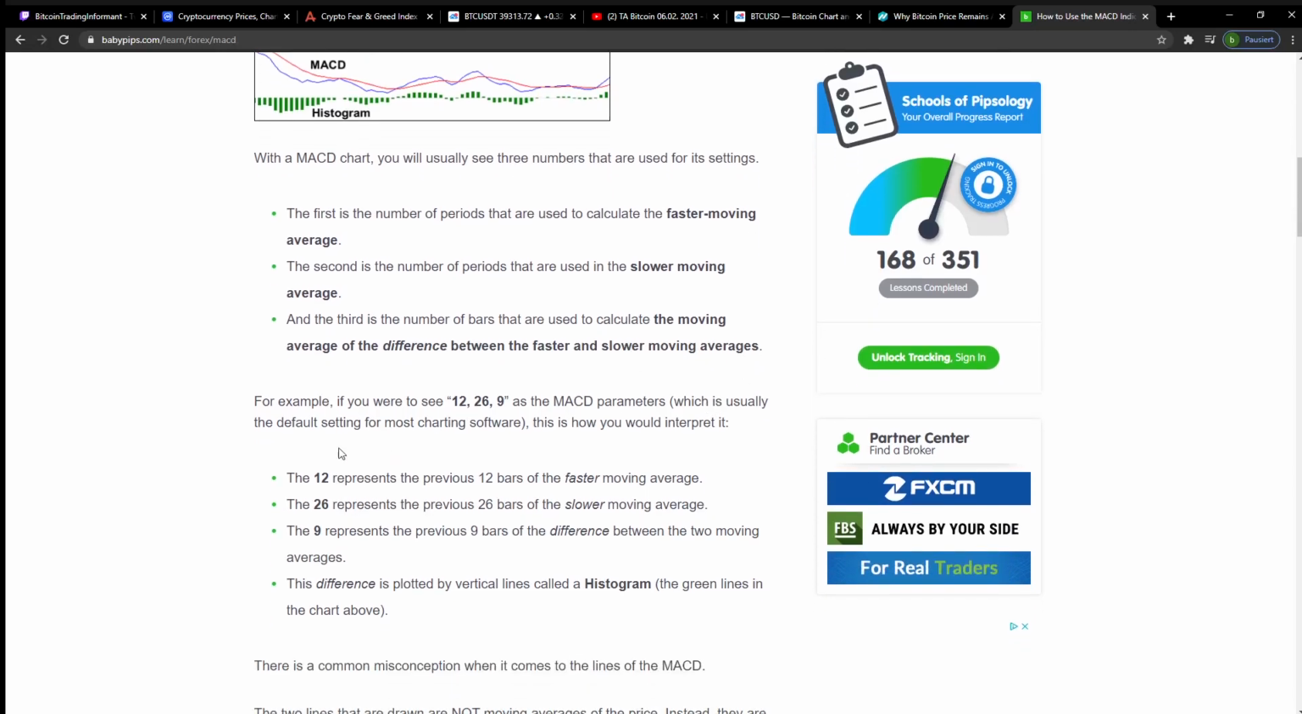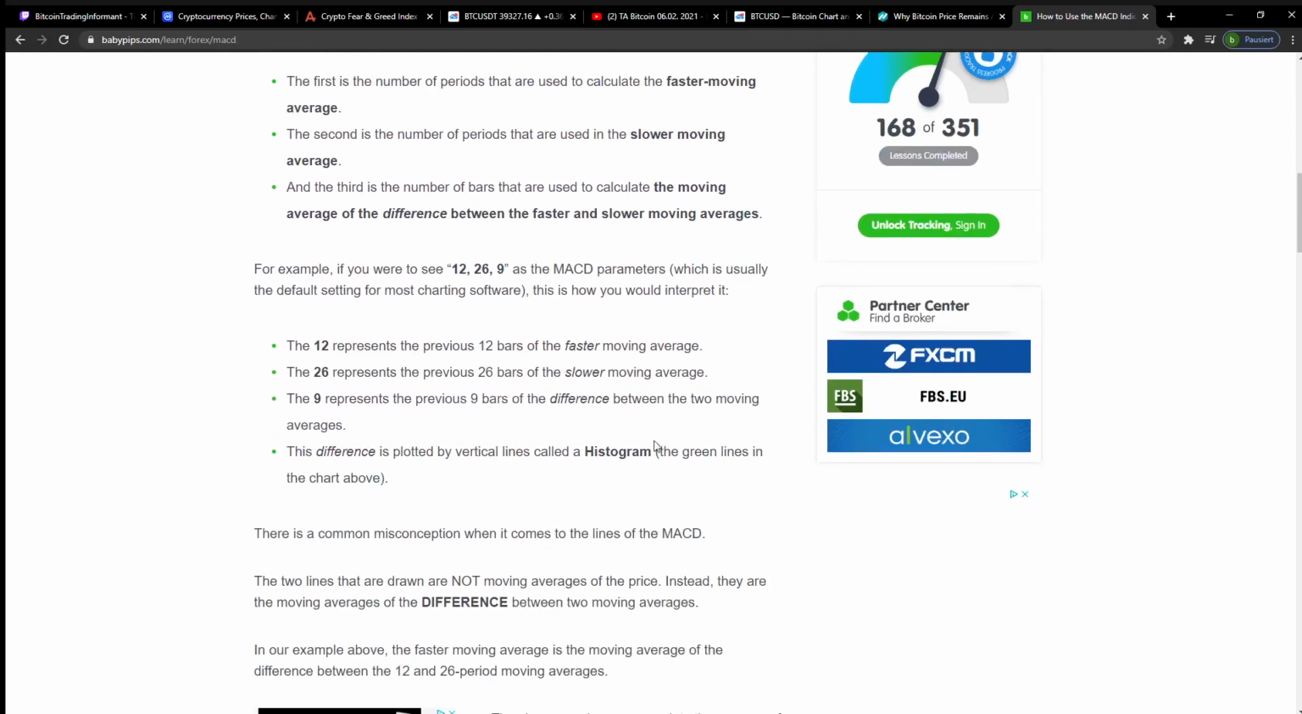Okay, sounds very difficult. For example, if you were to see 12, 26 and 9 as the MACD parameters, which is usually the default setting for most charting software, and in TradingView it's also this setting, I will show you that later. This is how you would interpret it.